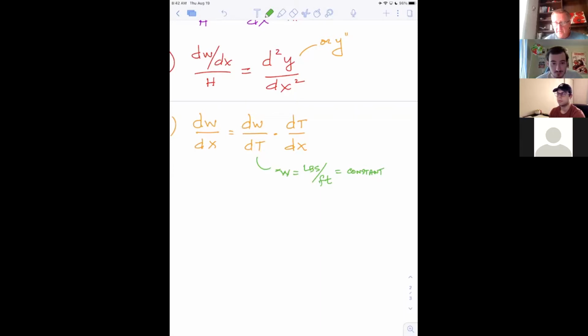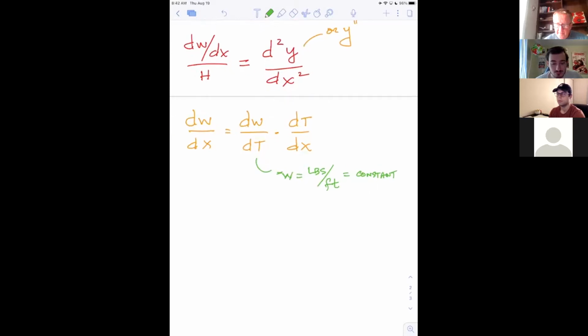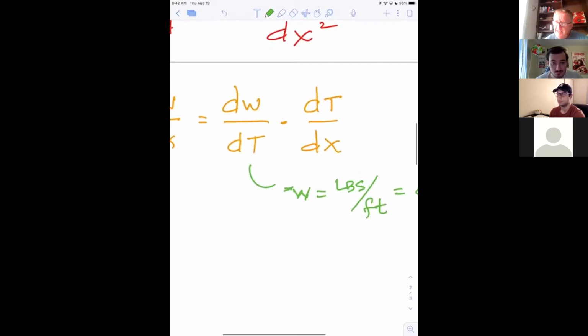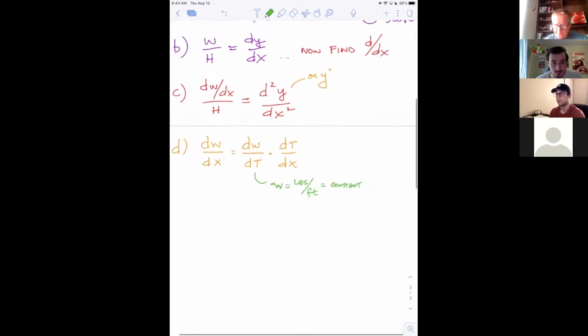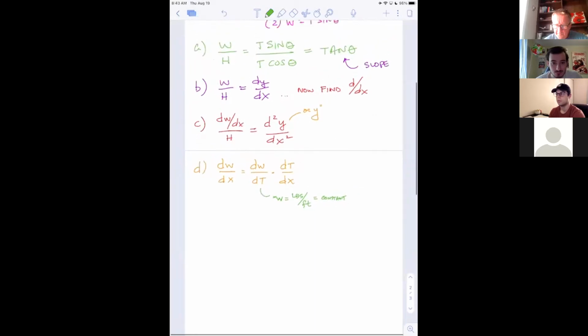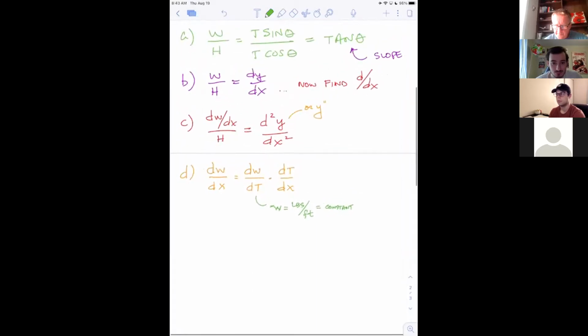What's bothering me, just because I'll speak this out loud, is if W is pounds and T is tension, isn't tension also measured in pounds? I'm looking at that thinking, why would that be pounds per foot? All of a sudden I'm looking at that thinking I don't really feel too good about that. The units of that are bugging me.